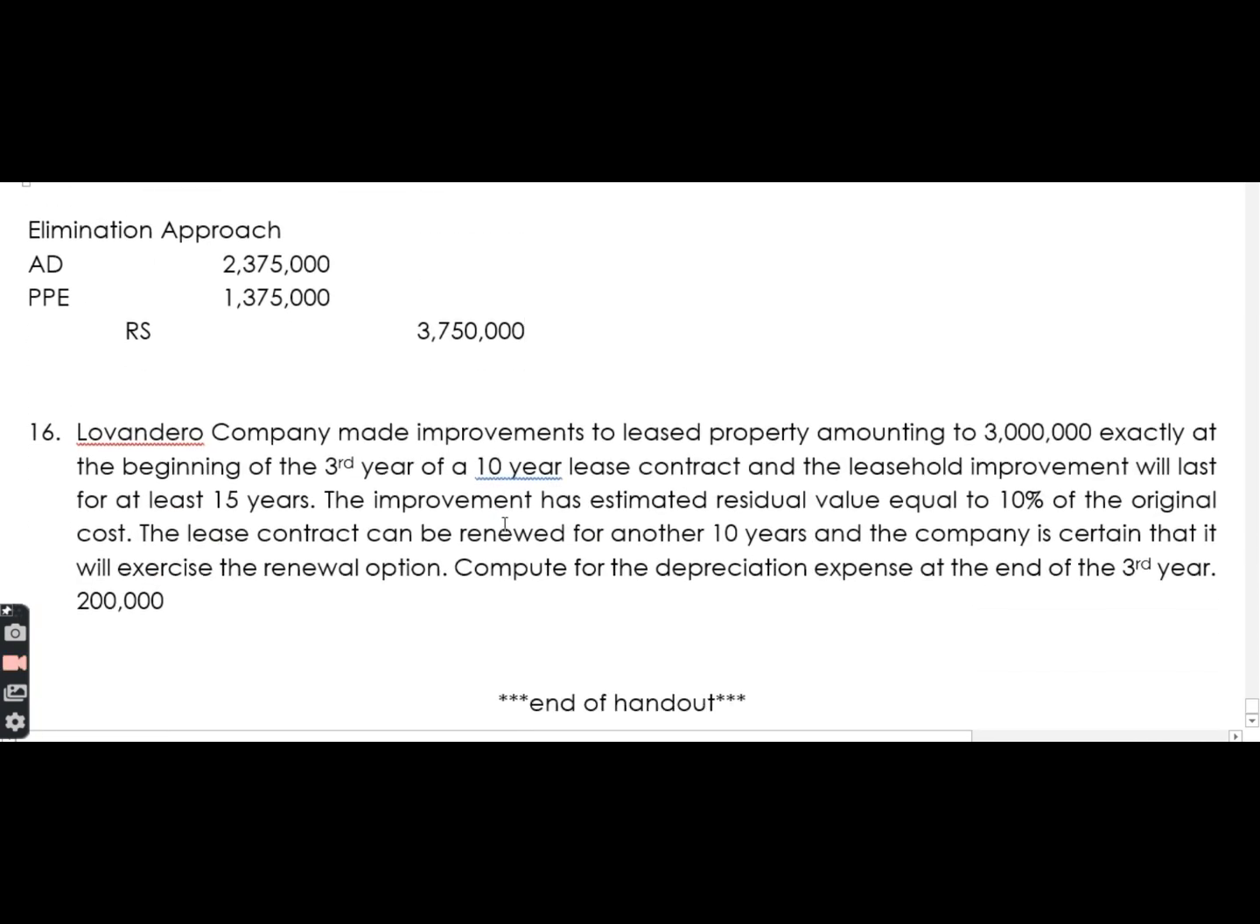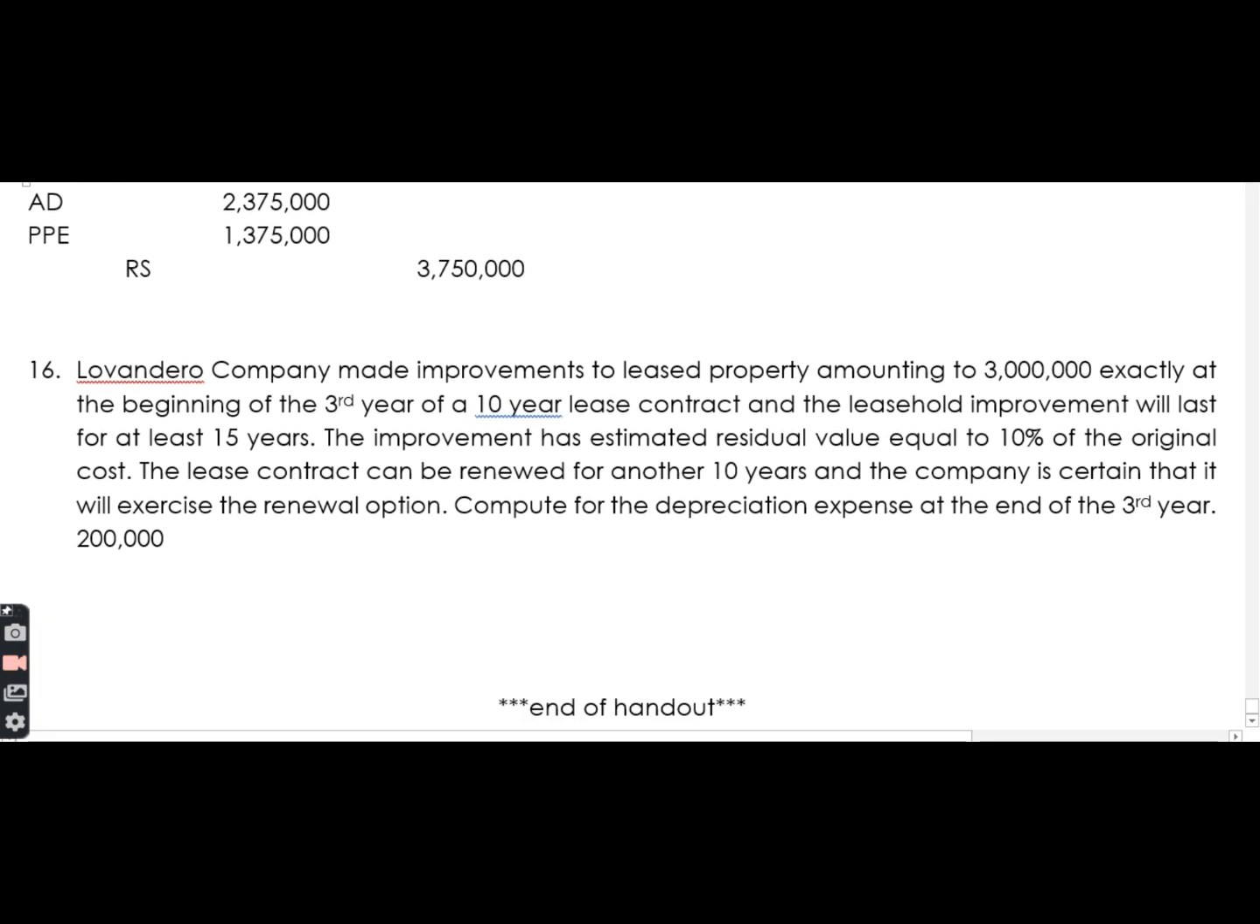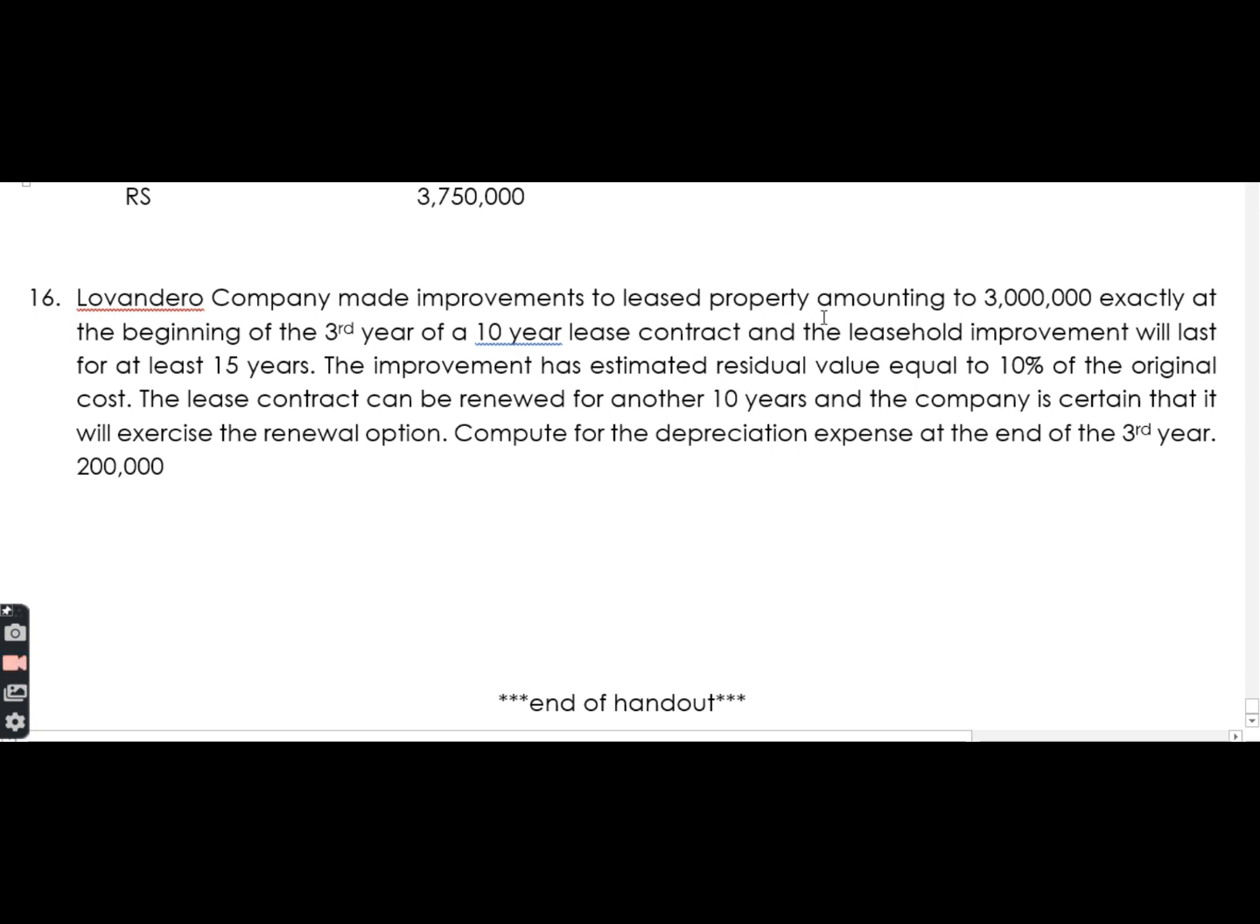Okay? Last question, nung basic natin. So, Labandero Company made improvements to lease property amounting to 3 million exactly at the beginning of the third year of a 10-year lease contract. So, nagastos mo yung 3 million nung ang naiiwan pa sa'yo ay 7 years. Exactly on the third year. So, 8 years pala. Sorry. So, 8 years yon. Kasi magsa-start pa lang yung third year ng 10-year lease contract mo. So, 8 years yung may iwan sa lease contract mo.